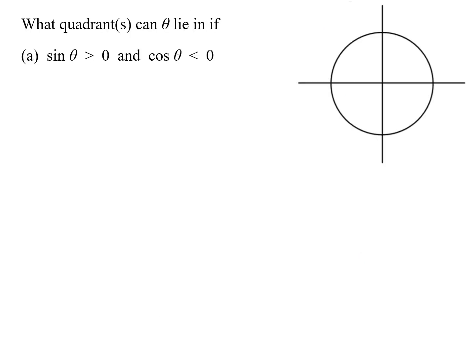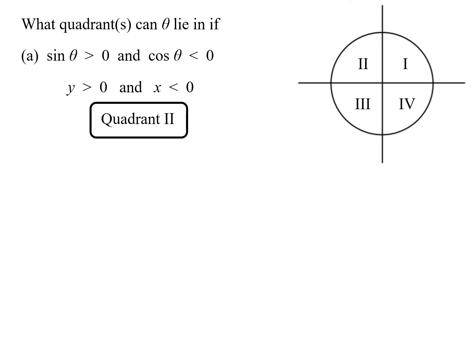All right. Next, what quadrants can theta lie in if the sine of theta is greater than 0 and the cosine is less than 0? Well, remember the quadrants, 1, 2, 3, 4, just to get a visual. And remember that the cosines and sines are nothing more than the x's and y's. So the sine being the y coordinate, the cosine being the x coordinate. Well, in which quadrant are the y's positive and the x's negative? Well, the y's are positive up here, and the x's are negative over here, so that leads us to quadrant 2.